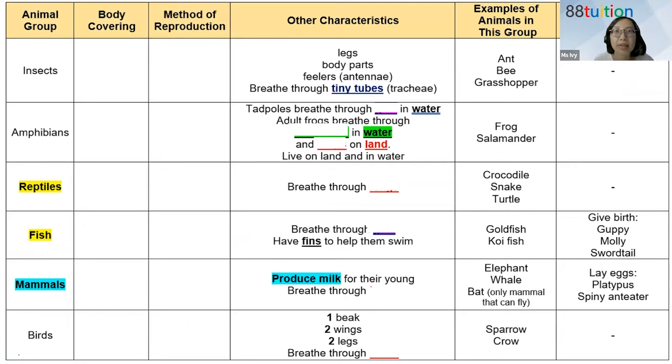Bella, are you able to unmute yourself so that we go faster? Each of you will give me some answers. Bella, are you there?